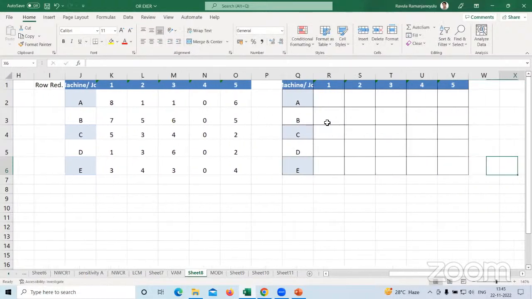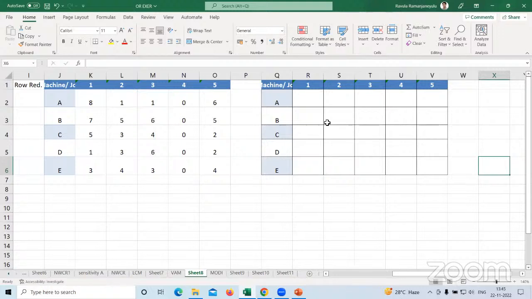This is the column reduction matrix. Then, sorry, the row reduction matrix. From this row reduction only, we can go with the column reduction. Column wise, if you see, in the first column, the least value is 1. That is subtracted from all the other elements.